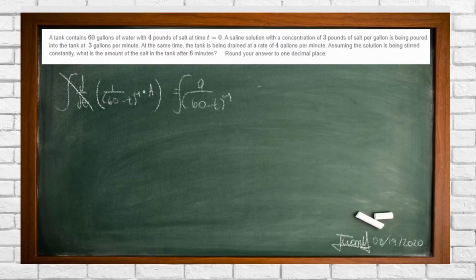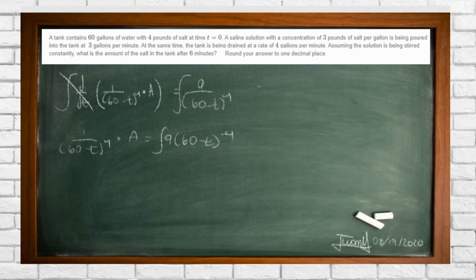So the next step to take right now is to take the integral on both sides. The integral of a derivative is going to be the same function. So 1 over 60 minus t to the 4th power times a. And this portion right here is not as easy to see, but we can rewrite this function as 9 times 60 minus t to the negative 4th.